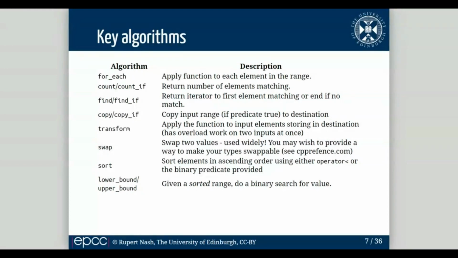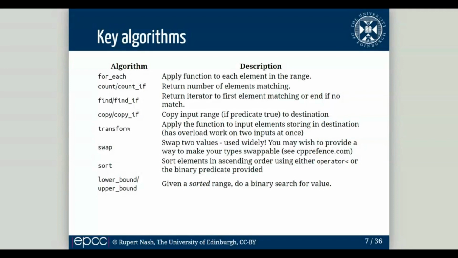Transform is quite interesting. It applies a function to an input range of elements, storing the result in a destination. You can overload this to work on two inputs at once. Then swap, which basically swaps two values. You may wish to provide a way to make your types swappable. There's more: sort elements in ascending order using the greater than operator, or some binary predicate provided, and you can provide a lower bound and an upper bound, given a sorted range.